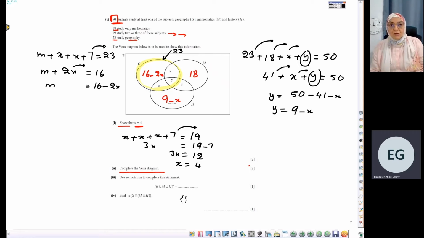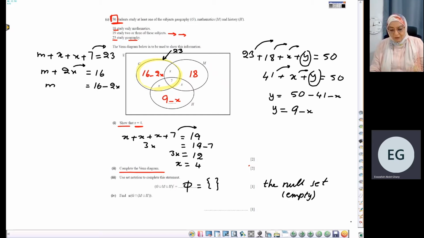How many students are outside? Nothing. Shall we write 0? No, it's a set. We write it like phi, or we write it like an empty set. We call it the null set, or we call it the empty set. How to pronounce this letter? It's phi.